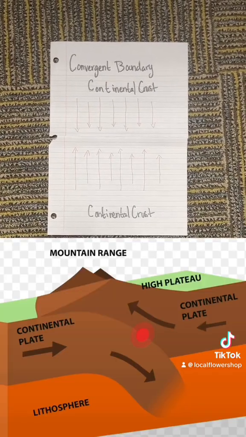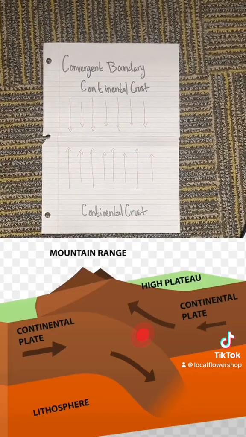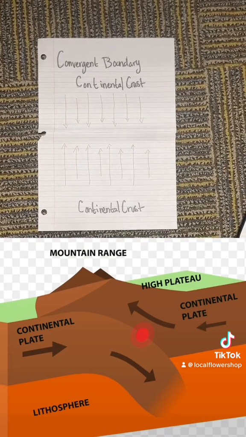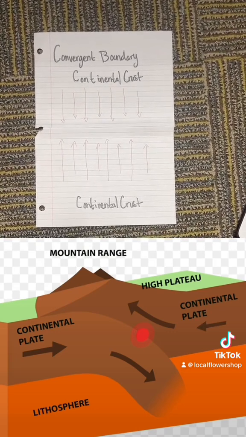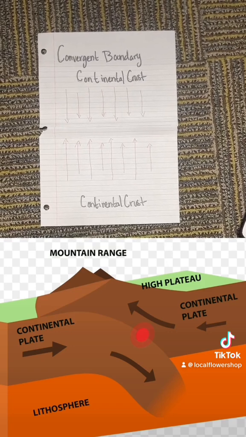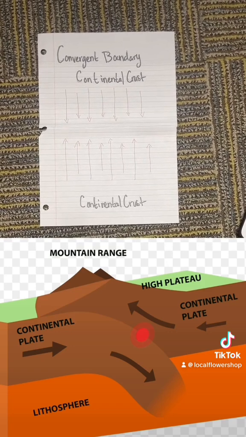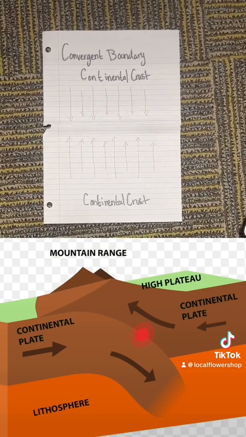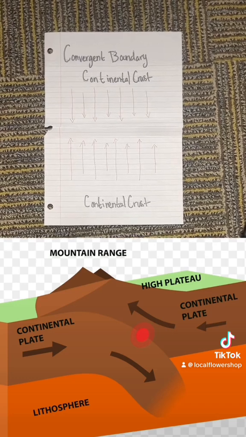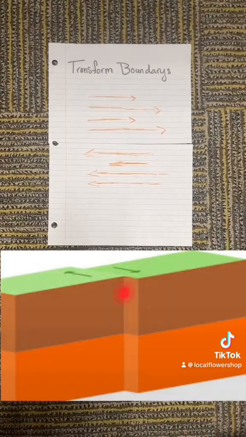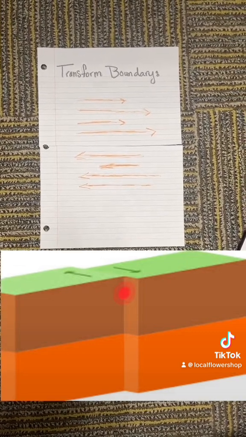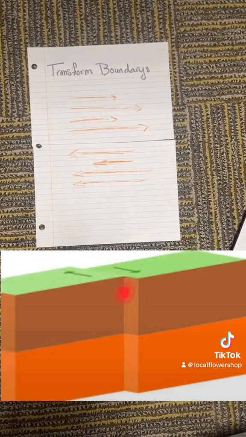The last type of convergent boundary is a continental convergent boundary. When the two plates collide, it leads to the buckling and crumpling of the crust when the two plates have the same density, leading to the formation of large mountain ranges like the Himalayas because neither plate will subduct.